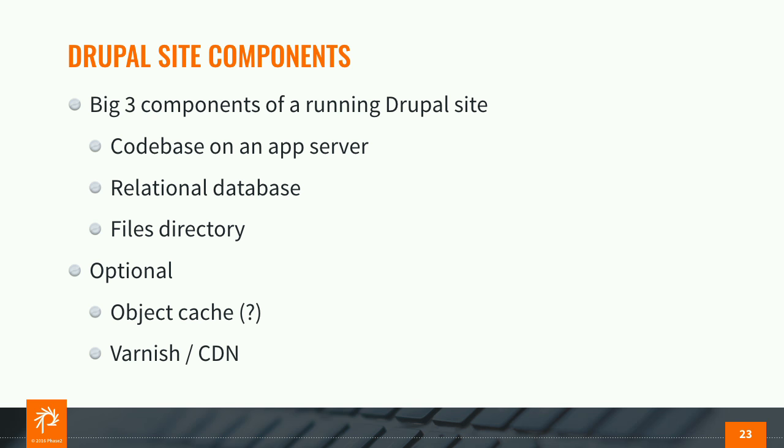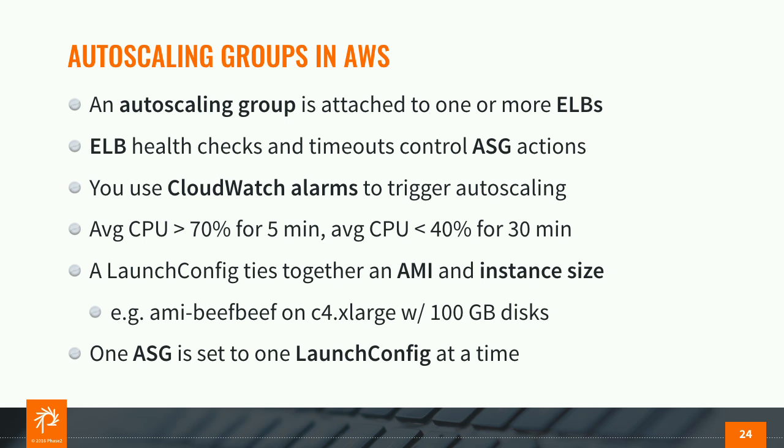So in terms of how autoscaling works in Amazon Web Services, an autoscaling group is attached to one or more elastic load balancers. Basically, you set up an autoscaling group and you say, when this autoscaling group runs, which elastic load balancer should it add and remove instances from? Then you set up the elastic load balancer health checks and the timeouts, which will help control those actions. So with the attached elastic load balancer, you can then say, okay, use the ELB and allow it to control whether or not an instance is considered in service or not.